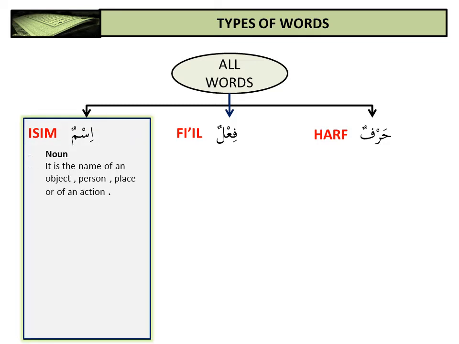So, apakah itu isim? The closest thing in English to isim adalah noun. Noun adalah nama kepada benda, orang, tempat ataupun an action. Okay, let's look at a few examples of isim.